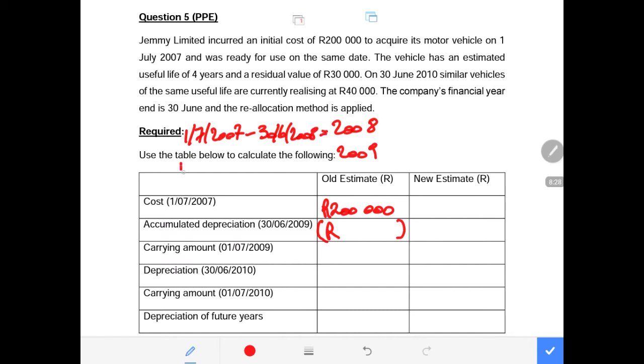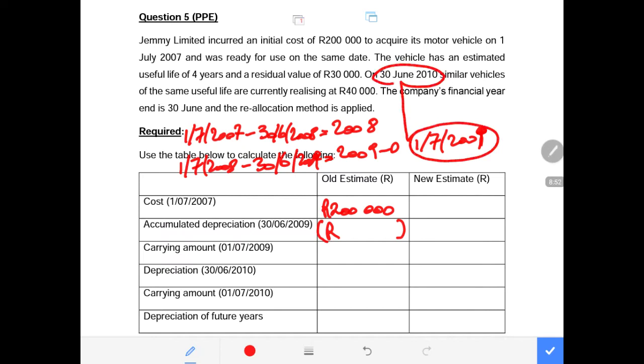The 2009 started 1st of July 2008. It ended 30 of June 2009. That is the 2009 accounting period. Therefore, now the 2010 accounting period starts on the 1st of July 2009, and the 1st of July 2009 is the beginning of the period in which there was a change in estimate, because we bring our change in estimate to the beginning of the year, not to the end of the year, even if the date is at the end of the year. I always want to highlight that it is very crucial to be mindful of that.